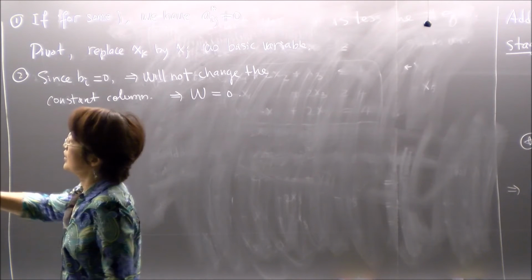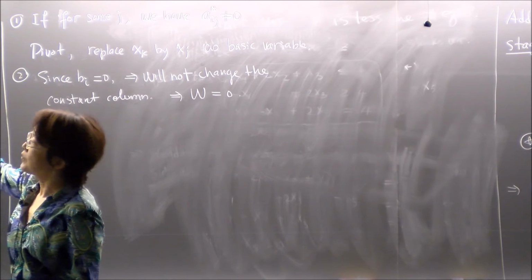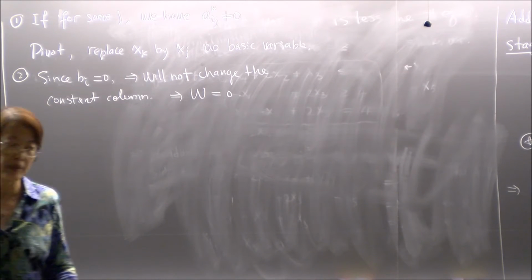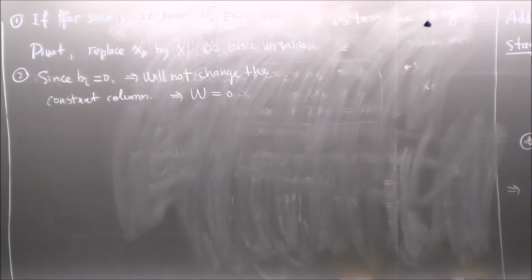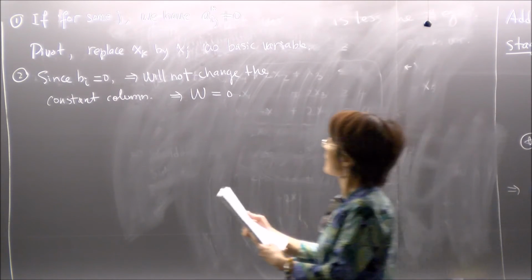And now, xk will be removed, and xj will come in. So you remove one artificial variable from the set of basic variables. If that's the only one, then you're done. If that's not the only one, then you repeat this process as needed for all the other artificial variables that you have there. Is that clear?